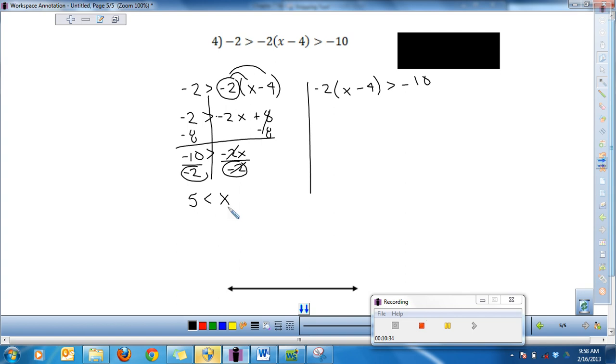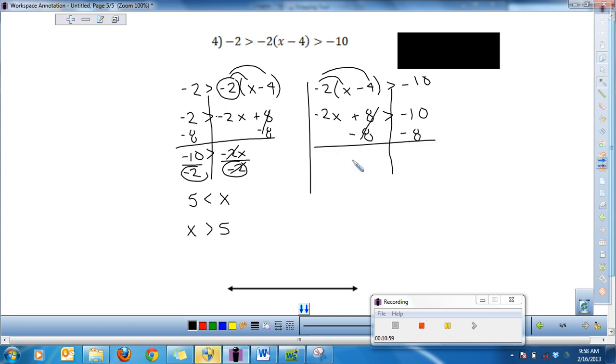Now, I need to rewrite this. It'll be a little bit easier to graph. So x is going to be greater than 5. Do this side. Draw a line on my inequality symbol. Negative 2 times x is negative 2x. Negative 2 times negative 4 is positive 8. I need to get rid of my 8, so I'm going to subtract 8 from both sides.